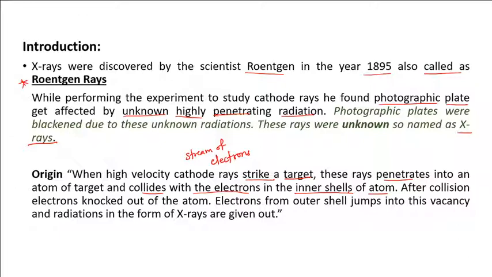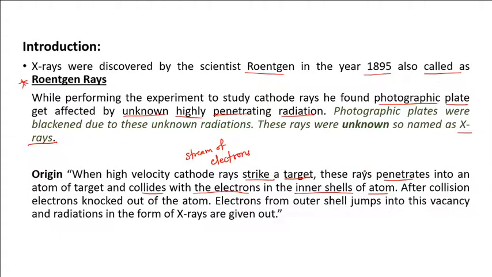So what is the origin of X-rays? When a high velocity electron strikes a target, then X-rays are given out. Or in other words, when a target is bombarded by high velocity electrons, or when high velocity electrons are suddenly stopped by the target, then X-rays are given out.